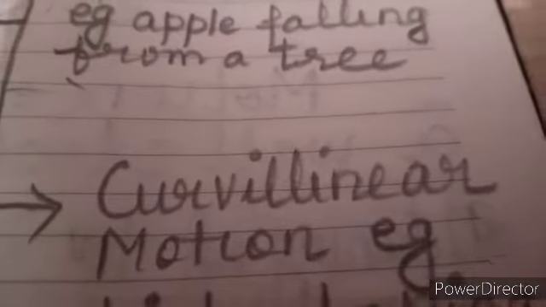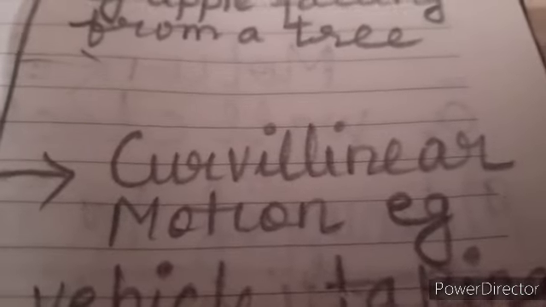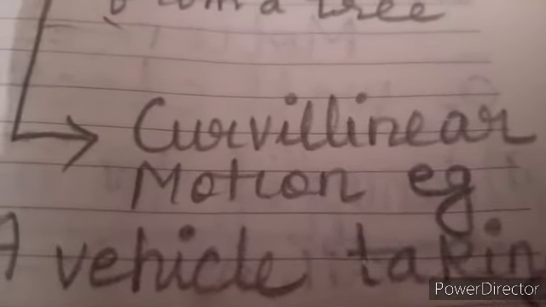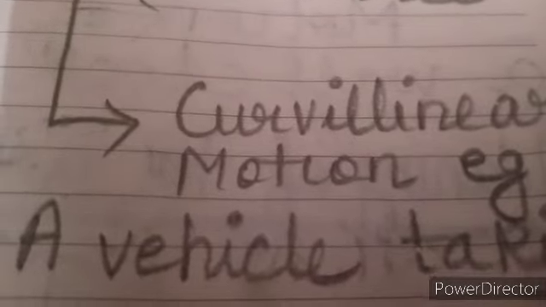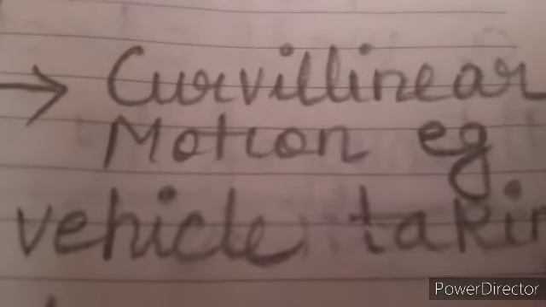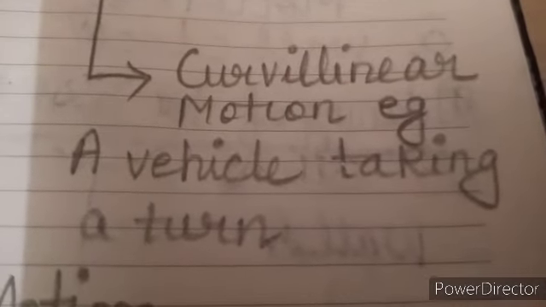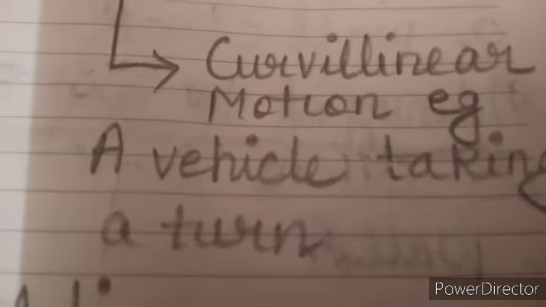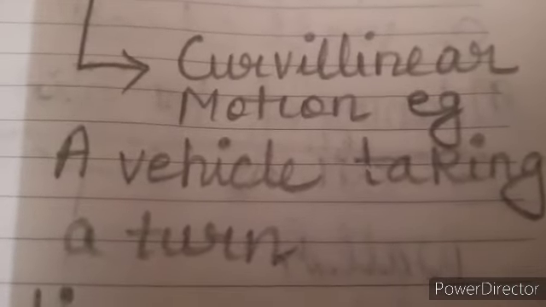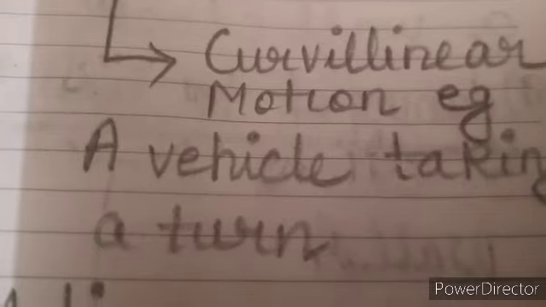Now what do you mean by curvilinear motion? Curvilinear motion is defined as: if an object moves along a curved line, then the motion of the body is called curvilinear motion. For example, a vehicle taking a turn, a packet dropped from a helicopter. You have often seen that it does not follow a straight path but follows a curve.